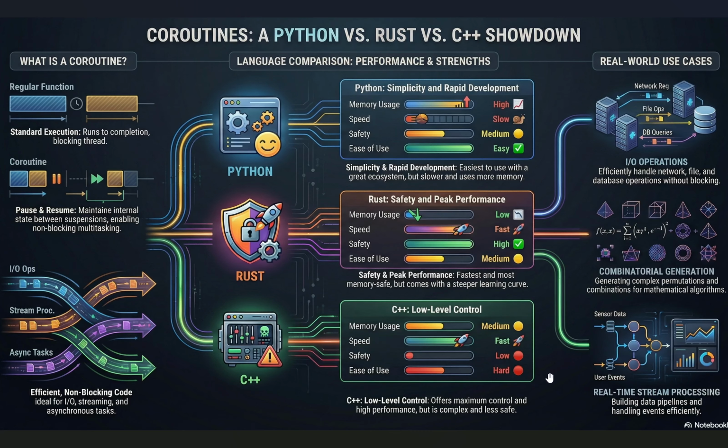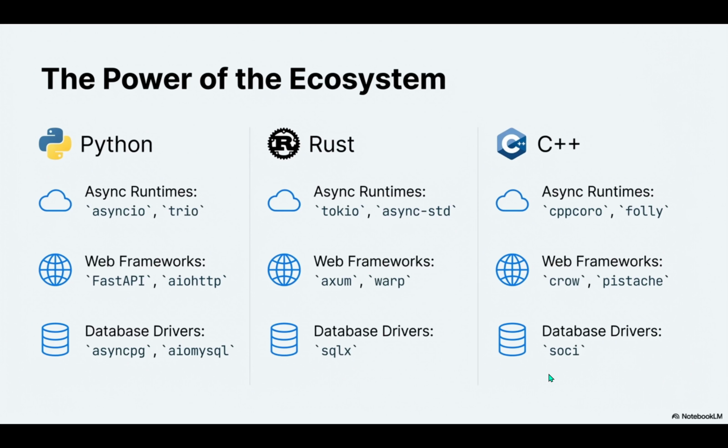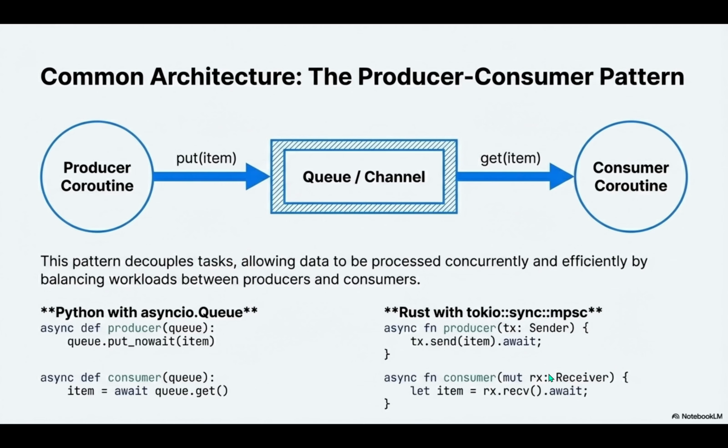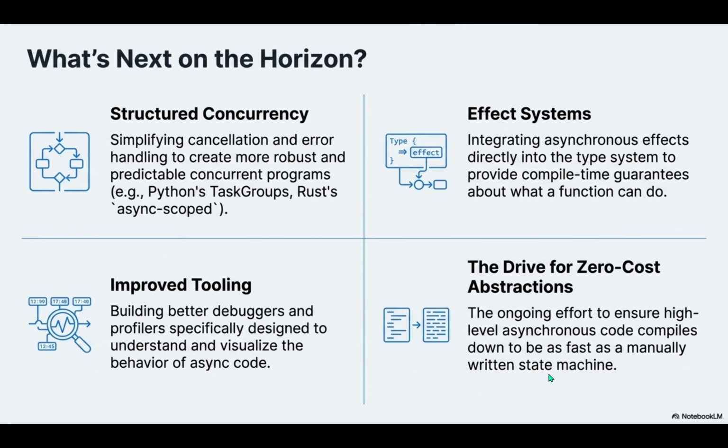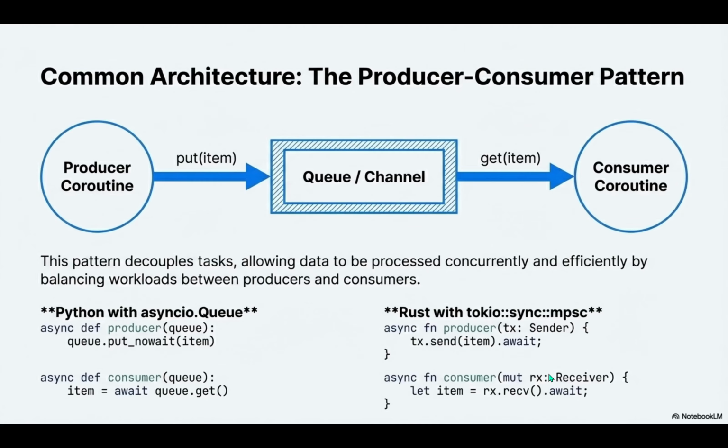So to wrap this up, coroutines are clearly the answer for efficient concurrent code. But how do you actually apply this in a large, real-world system? What's a common pattern? The classic one is the producer-consumer pattern. It's an architecture that uses coroutines to decouple tasks from each other using a central queue or a channel. So one coroutine, the producer, creates work, and another, the consumer, does the work. Exactly. And the queue sits in the middle, handling the synchronization.